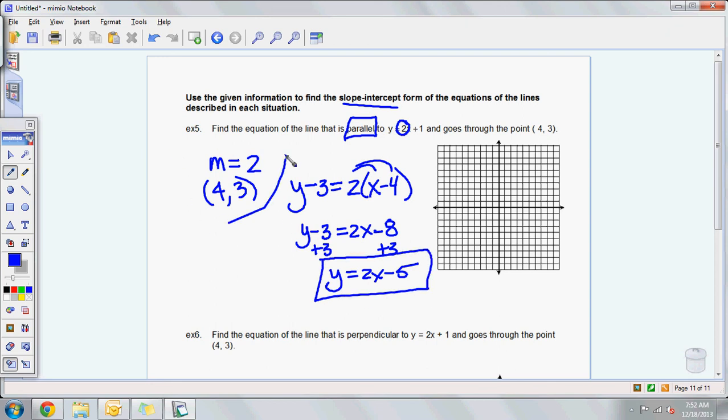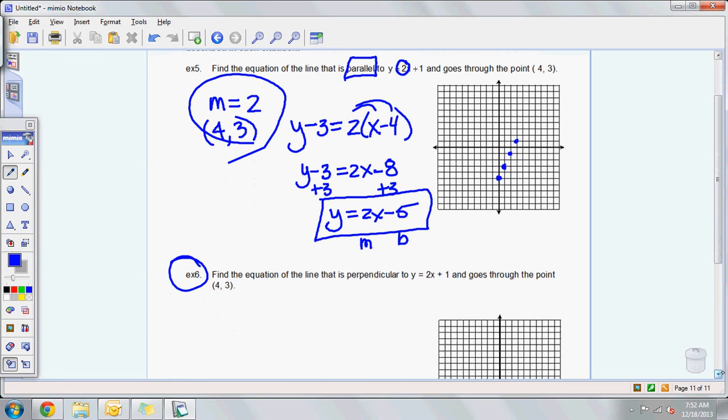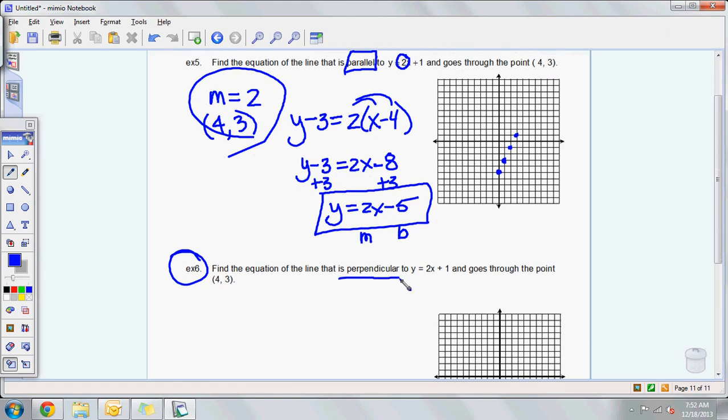We can graph it two ways. We can graph it with this information, or we can graph it with this information. So let's try to graph it from here. So I'm going to start at my b, and I'm going to move with my m. So we're going to go down 5, 1, 2, 3, 4, 5. And we're going to have our slope is 2 over 1. So there's your line. All right, let's try this one together in class. If you want to try it on your own, go for it, but just be careful. This one is now perpendicular.